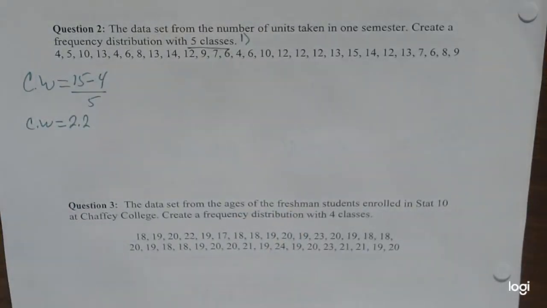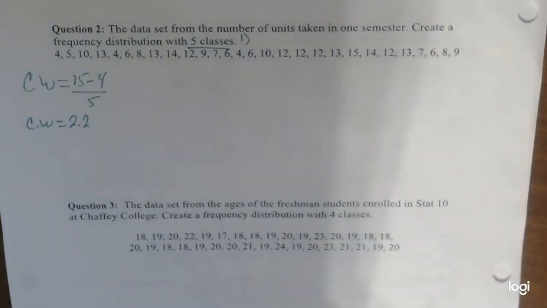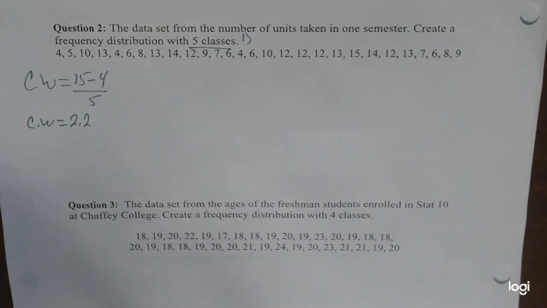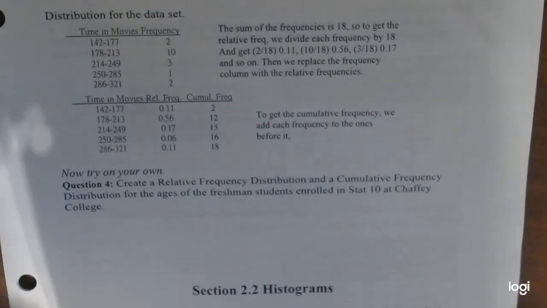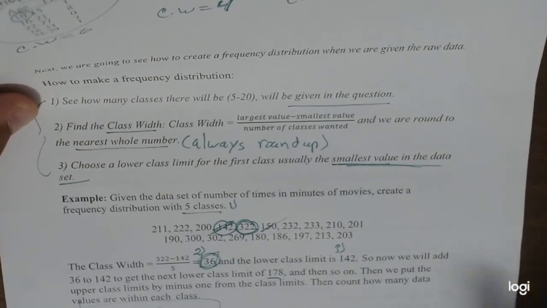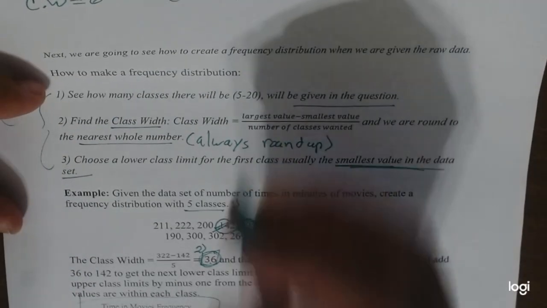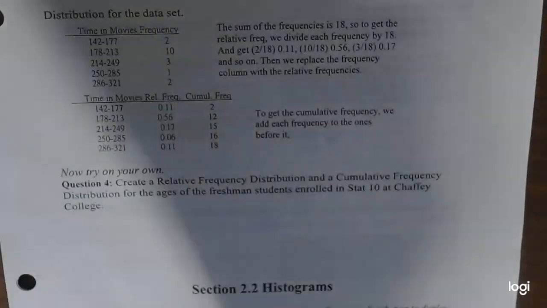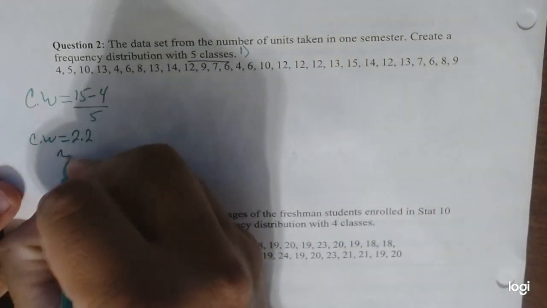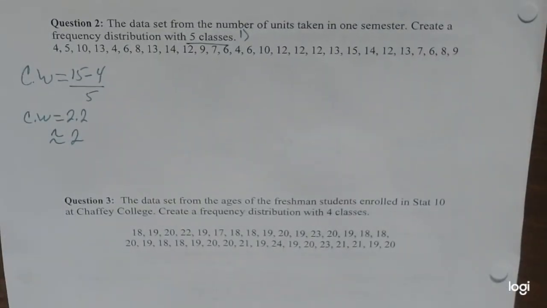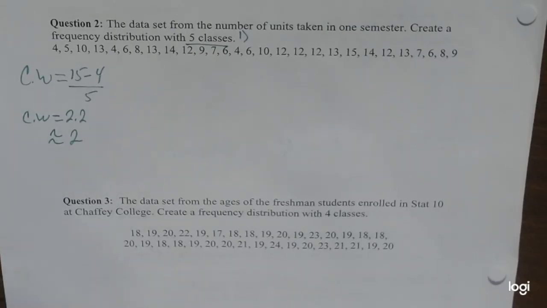Now, here's the thing. We always round up, correct? Always round up if possible, right? So the next nearest whole number here would be approximately 2. So always round up or down, depending on what you want. Okay? All right, so in that case, we keep going.